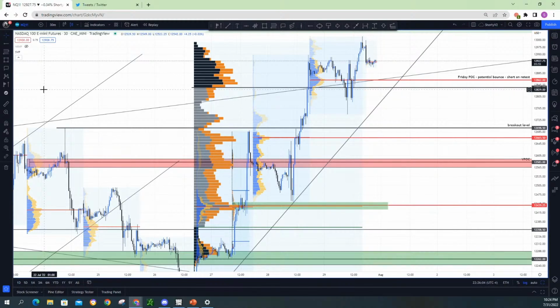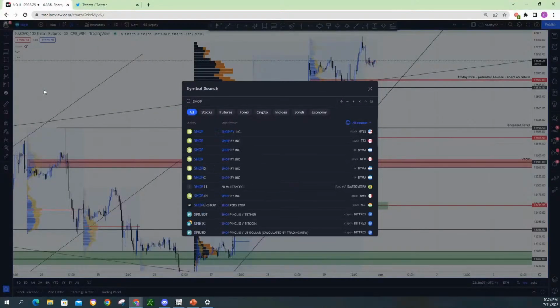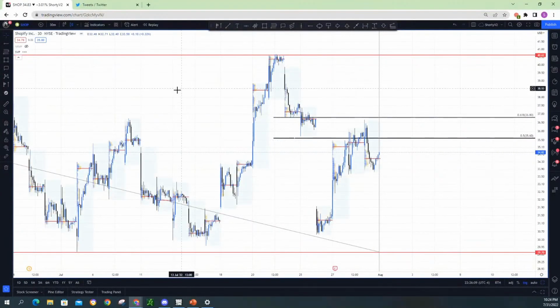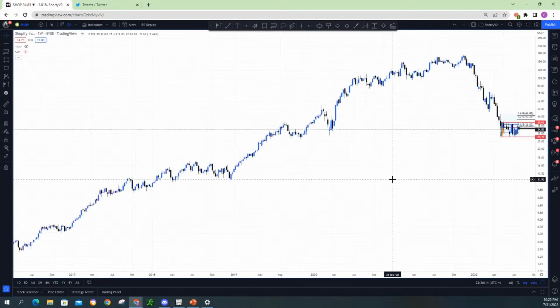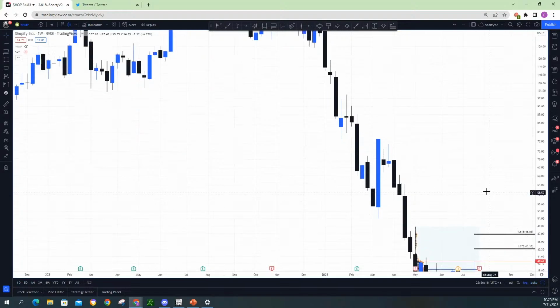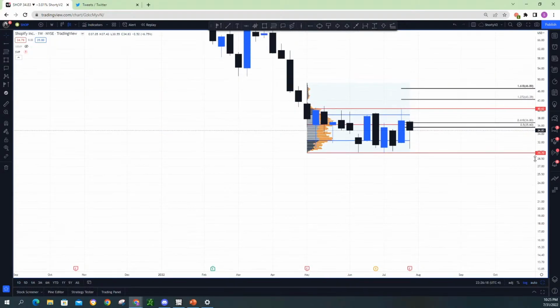Okay. We'll look at some random tickers now. Let's look at Shop. This one you have to go on weekly first. So here's the volume profile still within the value area high, value area low. Even just the value area high and low here, that's 40.62 all the way down to 29.70, which is the low, and then you have the VAL right here.